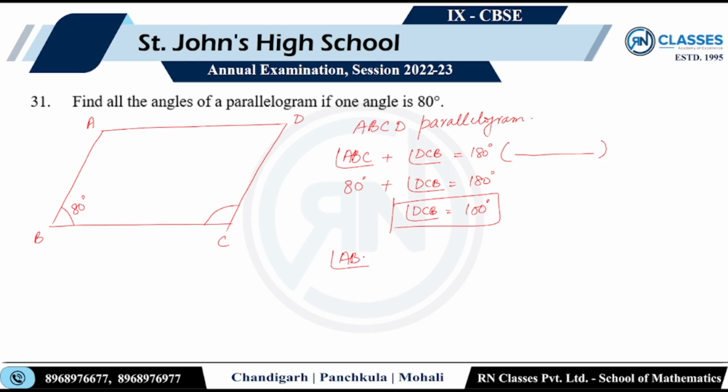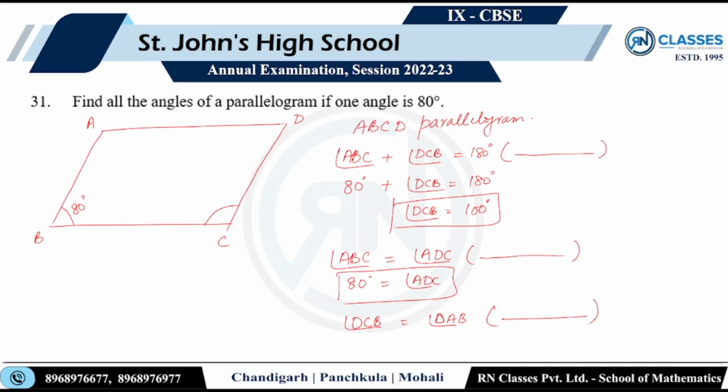अब एंगल ABC is equal to angle ADC. Opposite angles of a parallelogram are equal. ABC is already given to be 80 degrees, so ADC is also 80 degree. And the last one, DCB is equal to DAB. Opposite angles are equal, so DCB is 100, so DAB is also 100. That's it. सिर्फ प्रॉपर्टीज का यूज किया 3 times and 3 marks in your back.